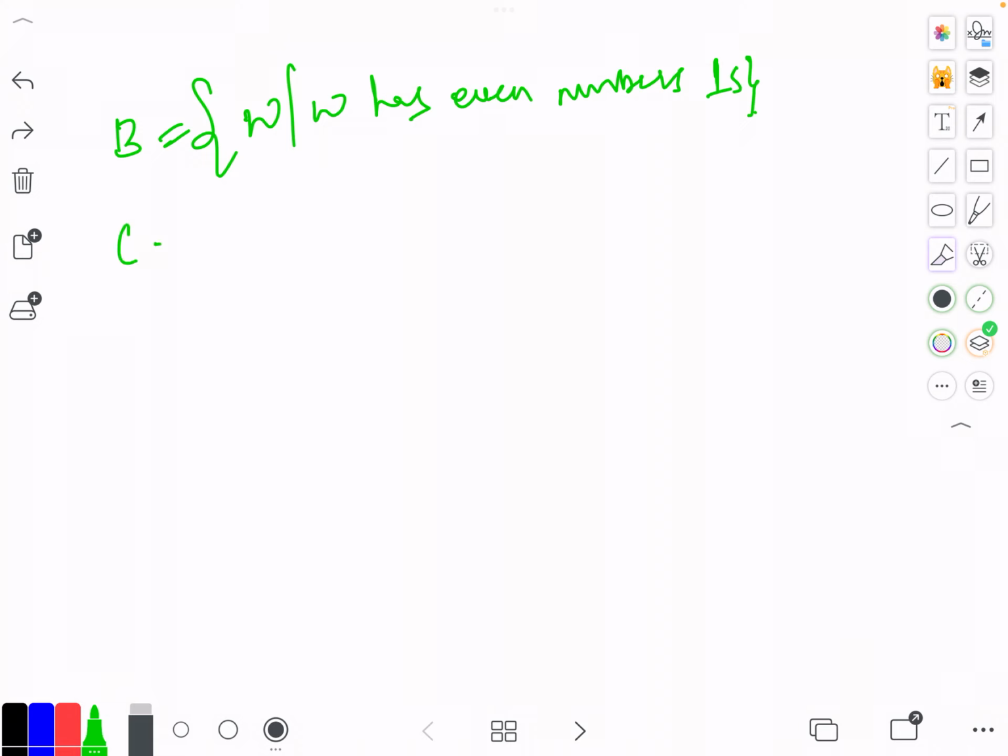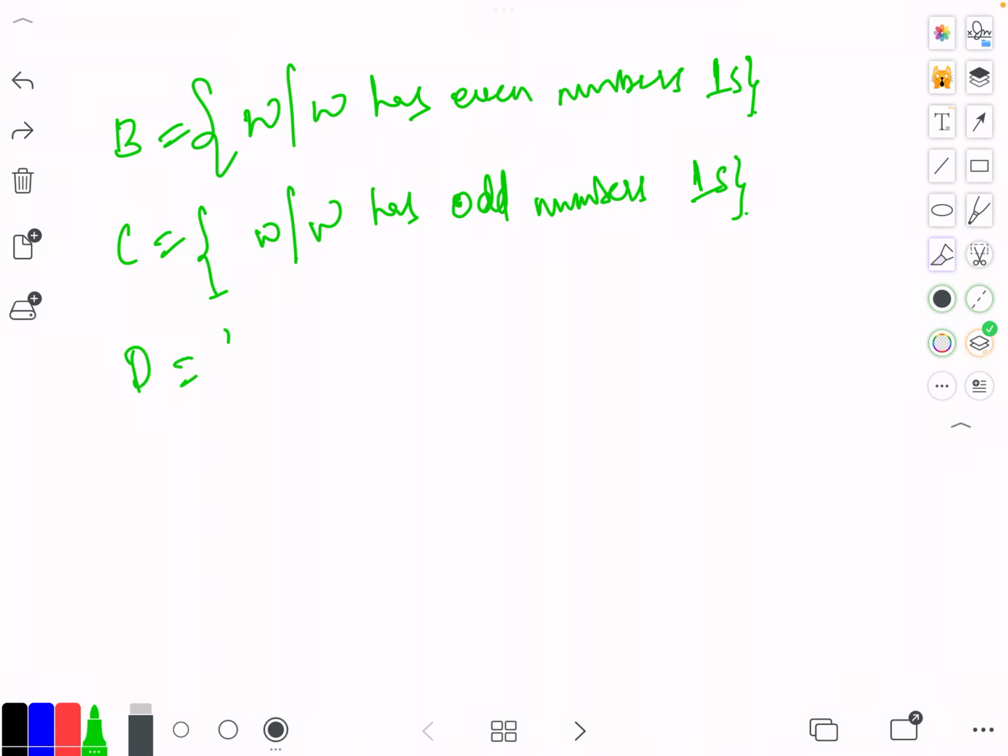And let's say C has only an odd number of ones. Or you can do another thing: let's say the strings W which have lengths that are factors of 3. All these are regular languages, basically guard railing the system, and they make good practice for finite automata.